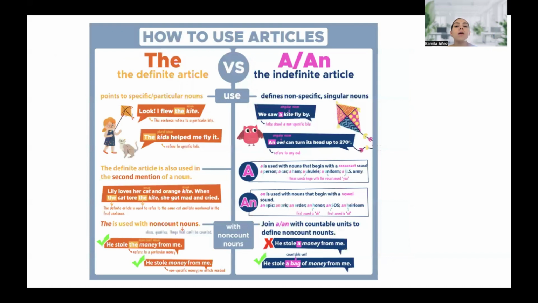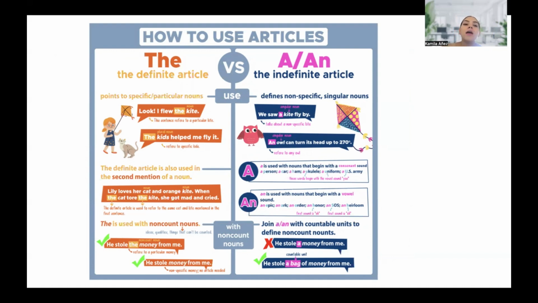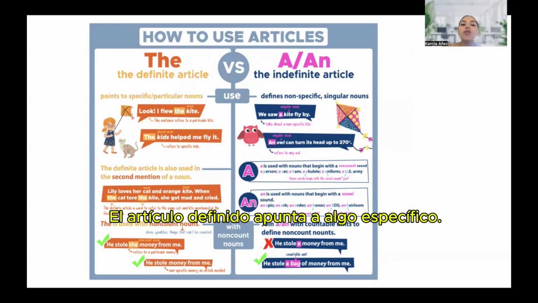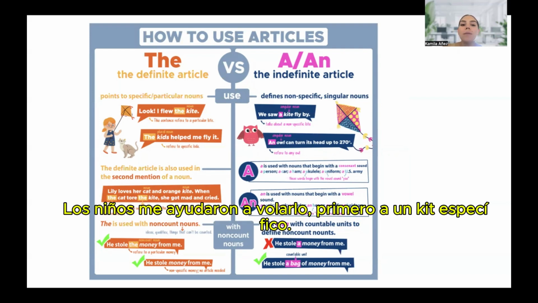Okay. How to use these articles? The article "the" is a definite article. "A" and "an" are indefinite articles. The definite article points to a specific or particular noun. Look, I flew the kite. This sentence refers to a particular kite. The kids helped me fly it. Refers to a specific kite.